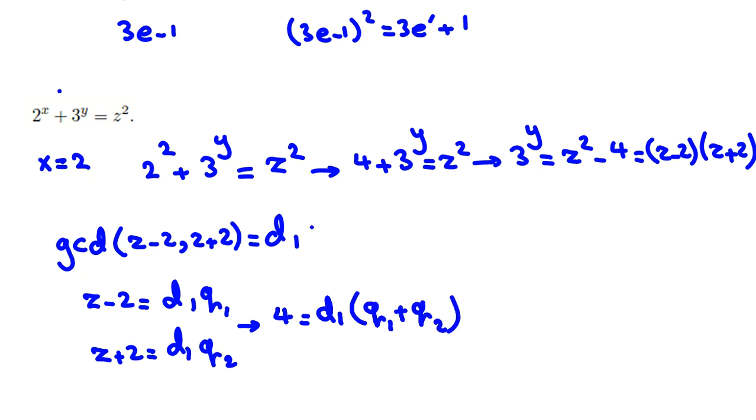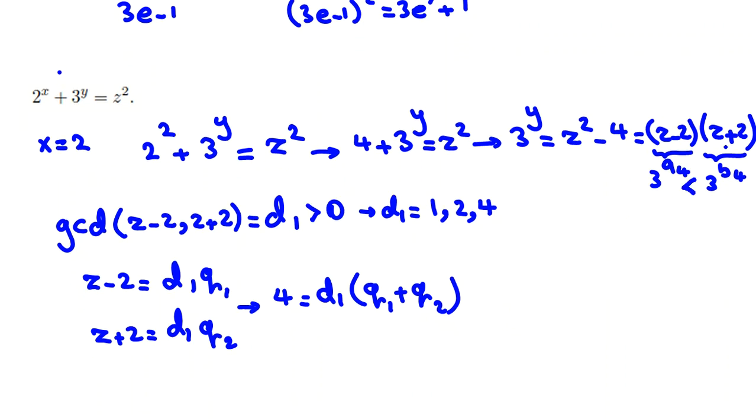We know by the definition of GCD, it is a positive integer. So here d1 can only be what? d1 can only be a positive divisor of 4: 1, 2, or 4. Now here, the product of these two numbers is 3 to the power of y. So this one, for example, is 3^a4. This one is 3^b4.